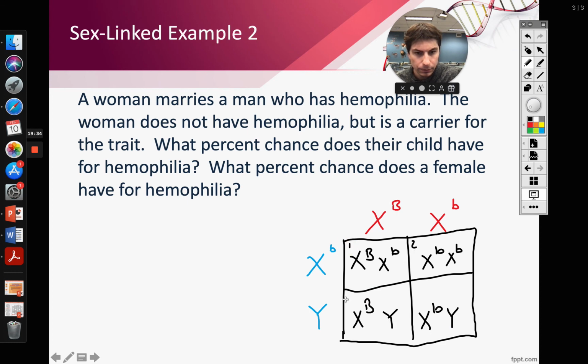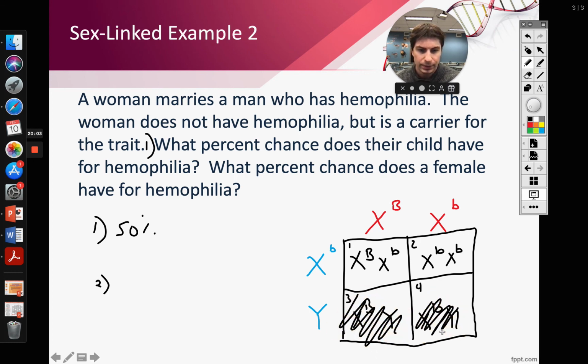One, 2, 3, 4. Okay. Question number 1. What percent chance does a child have for hemophilia? 1, no hemophilia. 2, hemophilia. 3, no hemophilia. And 4, hemophilia. So that's 2 out of 4. That's a 50% chance. What percent chance does a female have for hemophilia? Well, if we're talking about females, these are both guys. Get them out of the way. 1 out of 2. It's a 50% chance right there. Still, same thing. Okay?